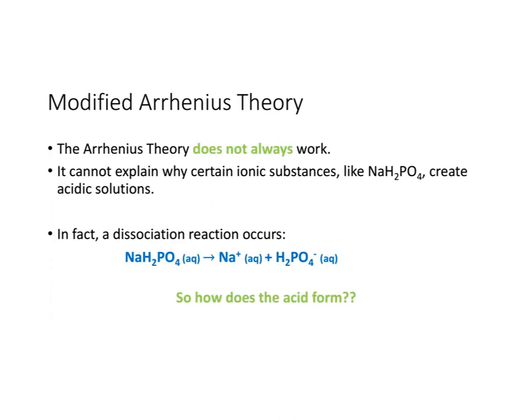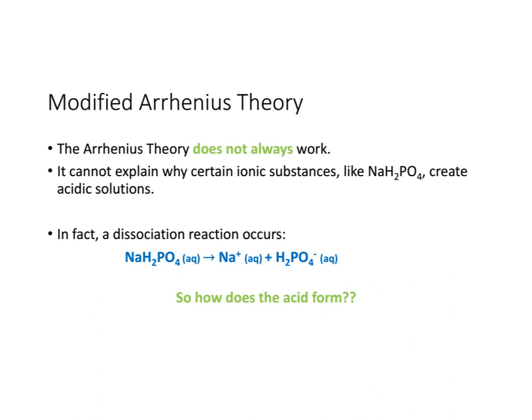So our original assumptions are not working. Our Arrhenius theory cannot explain why compounds such as sodium dihydrogen phosphate create an acidic solution. But when we put sodium dihydrogen phosphate into water, it does dissociate into sodium ions and dihydrogen phosphate ions.